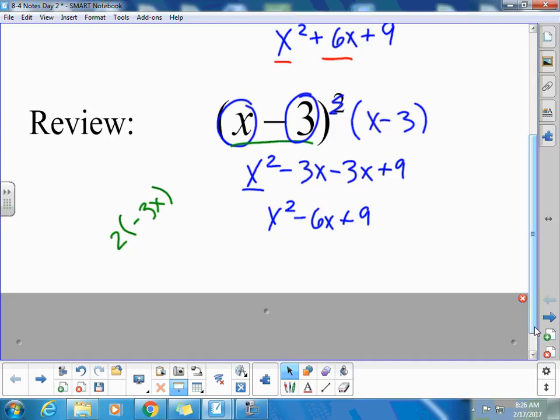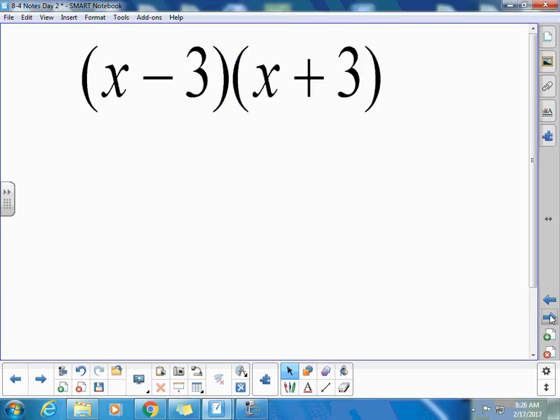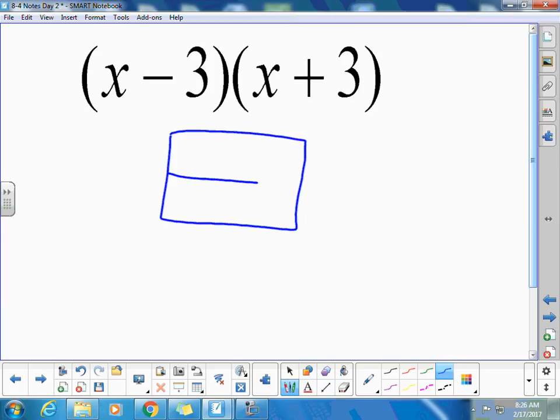And again, just continue to use the box method or foiling if you don't notice that pattern. If you don't want to remember it, try to remember the pattern. All right, so let's look at this one. This is a little bit different than what we're doing in that this time we have opposite signs in the middle. So let's go back to box method. We haven't done this one for a while.